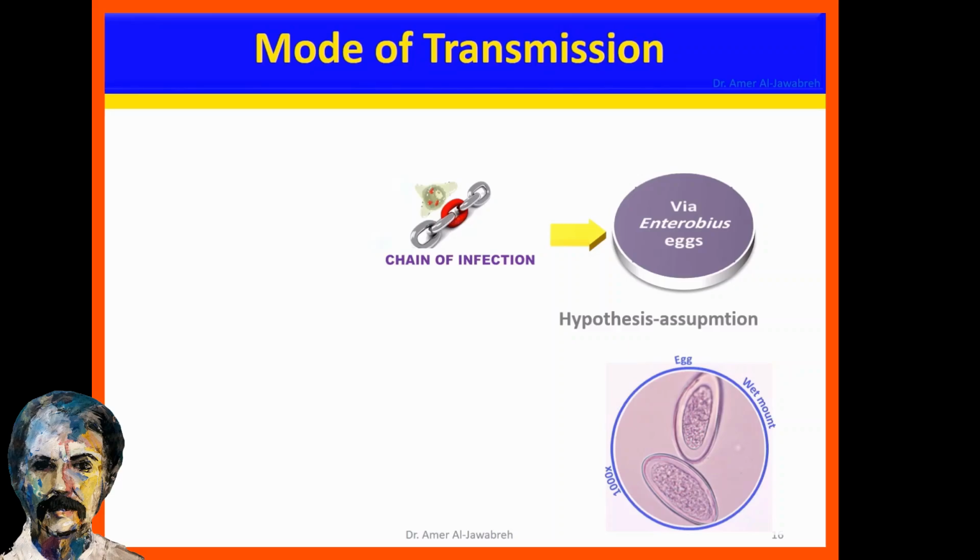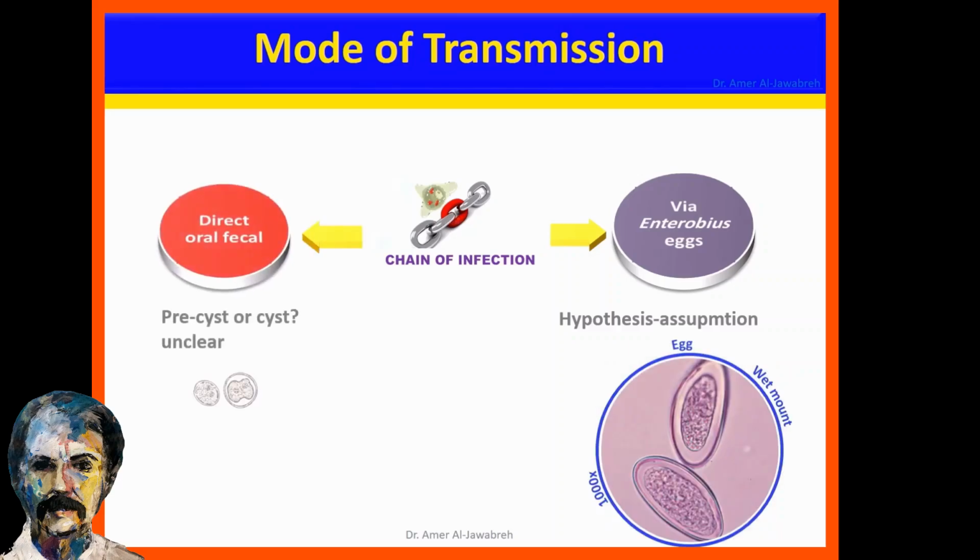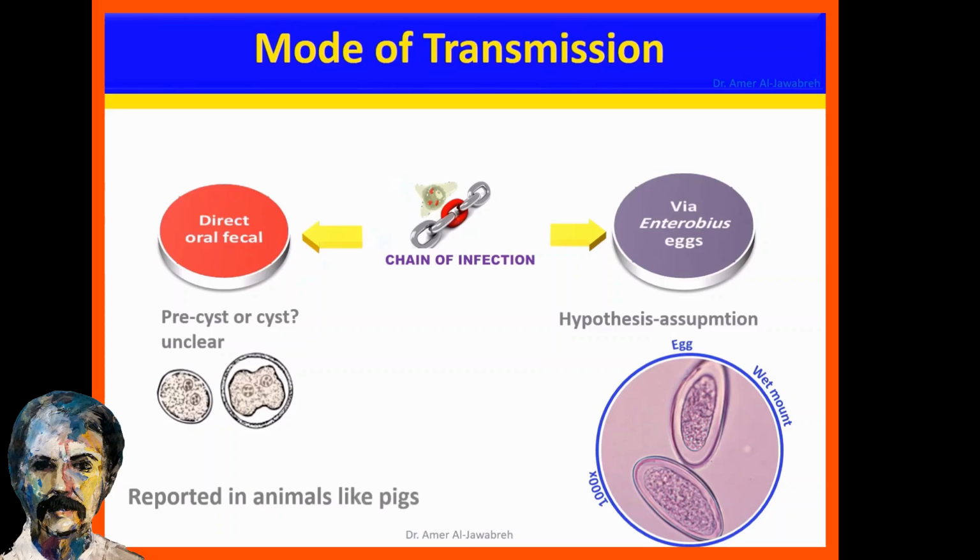It's just like a Trojan horse. The trophozoite of this parasite flagellate, D. fragilis, mounts the Enterobius eggs and gets inside our body. Or direct oral fecal by ingestion and eating. As we said, this parasite might have cyst or pre-cyst stage. Still unclear. If it has cyst or pre-cyst stage, then we might have infection through this cyst or pre-cyst stage. This is reported in animals like pigs.